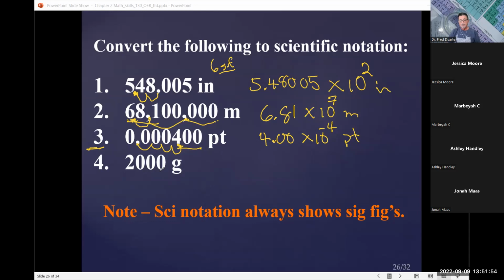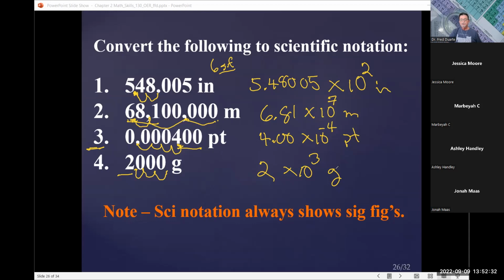Okay, now we have the number 2000, which we have only 1 sig fig. So we can write the 2 down all by itself. You just need 1 sig fig. And that'll be times 10 to some exponent. And we do like we've been doing for 1 and 2, starting from right to left. You go 1, 2, and 3. Okay, so that's 2 times 10 to the 3rd power. And that is writing the number 2000 in scientific notation with the correct sig figs.